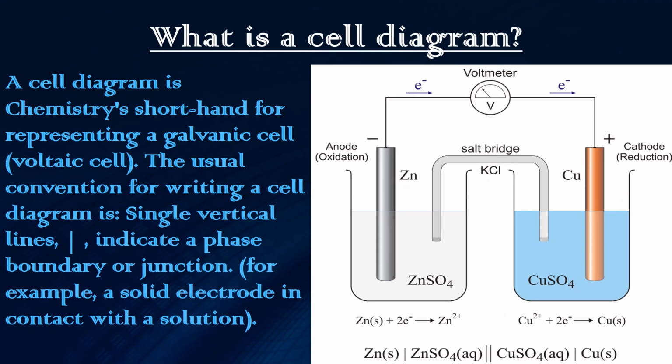The 12th question is, what is a cell diagram? A cell diagram is chemistry's shorthand for representing a galvanic cell, voltaic cell. The usual convention for writing a cell diagram is, single vertical lines indicate a phase boundary or junction. For example, a solid electrode in contact with a solution.